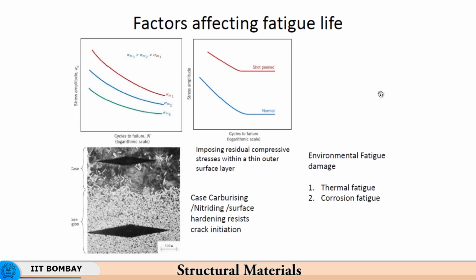Similarly, if you increase the nitrogen content, or nitride formation, then again you have a higher strength of the surface. For nitriding, nitride forming elements like chromium and aluminum are added to the material, so that when you subject it to the nitriding treatment, the nitrogen diffuses through the surface and forms aluminum nitride and chromium nitride, thereby giving a large amount of strength to the case.